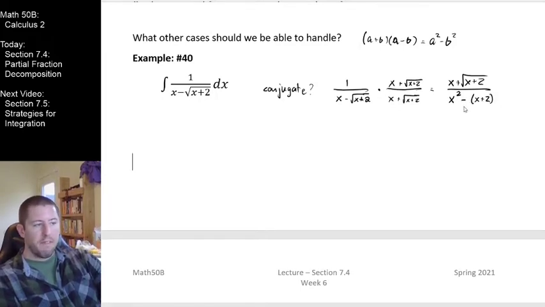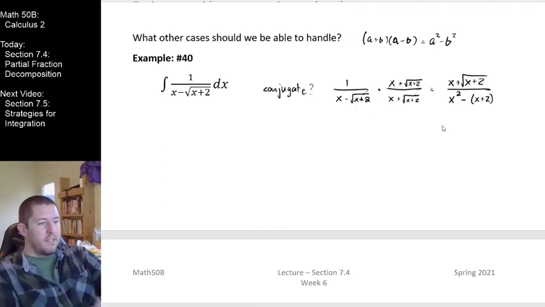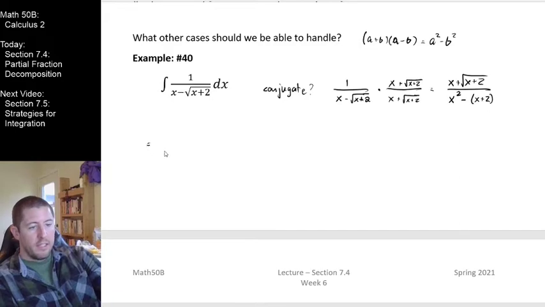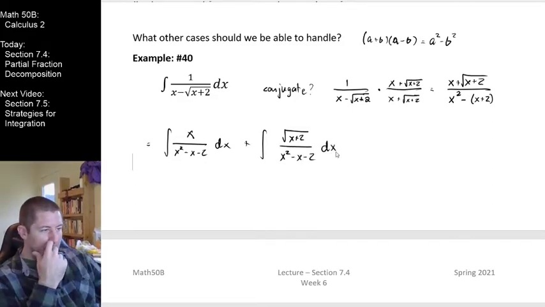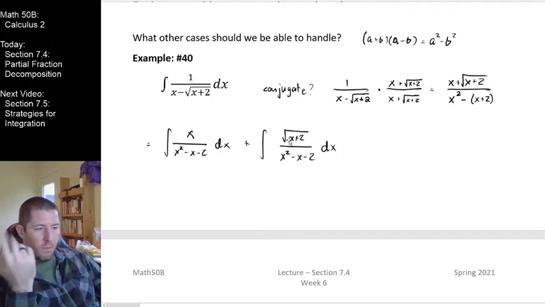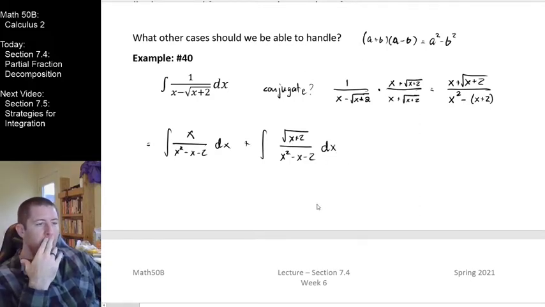And I've done the difference between them because of the minus sign right here. So the question now is, is this something that we can integrate? It's definitely the case that this is equal to, now, it looks like I could rip this apart into two fractions: x over x squared minus x minus 2 plus the integral of square root of x plus 2 over x squared minus x minus 2. But the question is, can I do this integral right here?